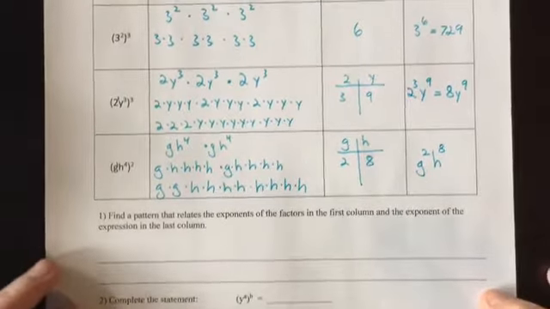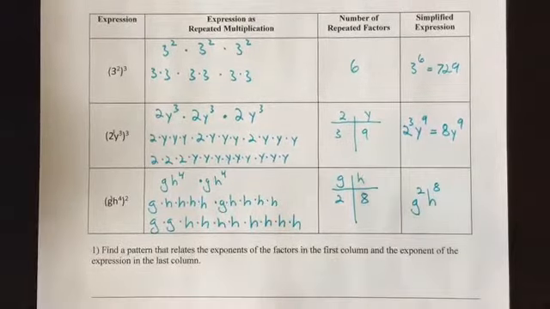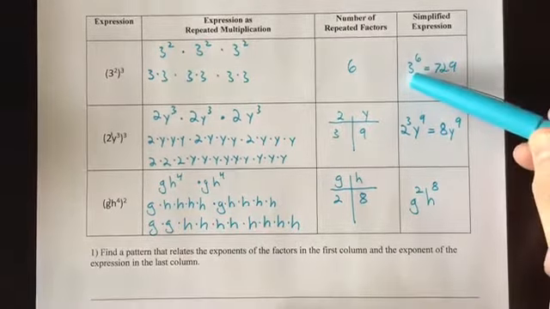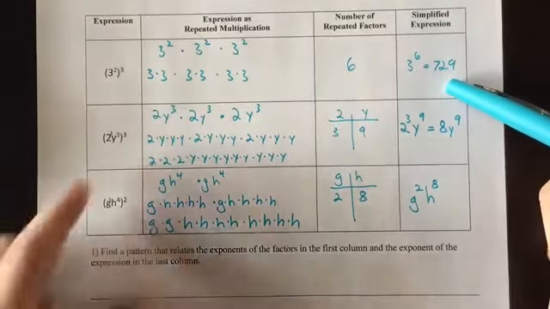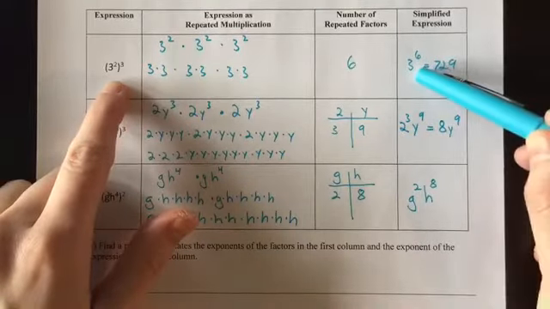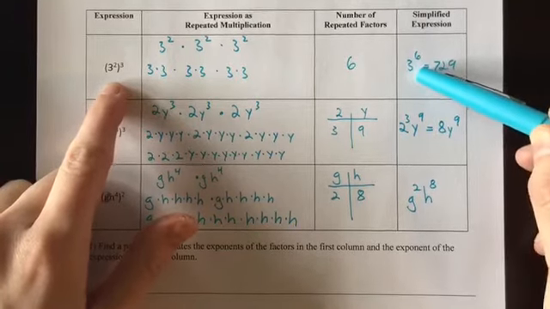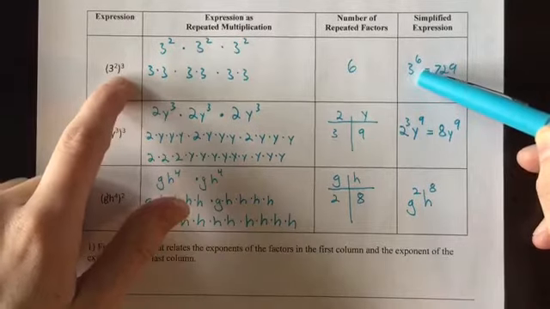Now we want to go back to our examples, and probably the easiest place to see the pattern is the first one, 3 squared to the 3rd power. Looking at our final answer, we have 3 to the 6th is 729. How do we go from 3 squared to the 3rd to 3 to the 6th? To me, it looks like we kept the base and multiplied the exponents.